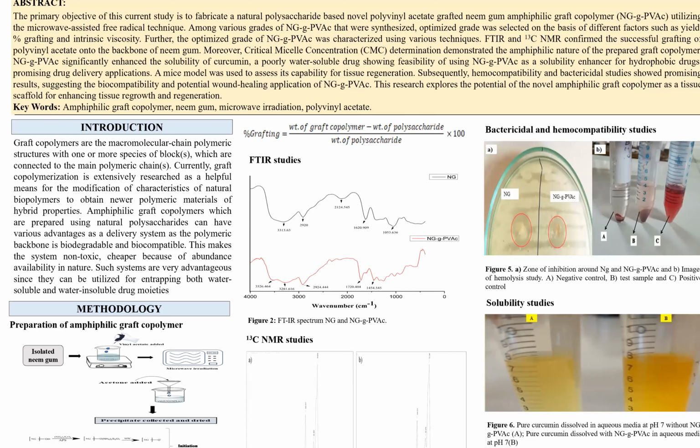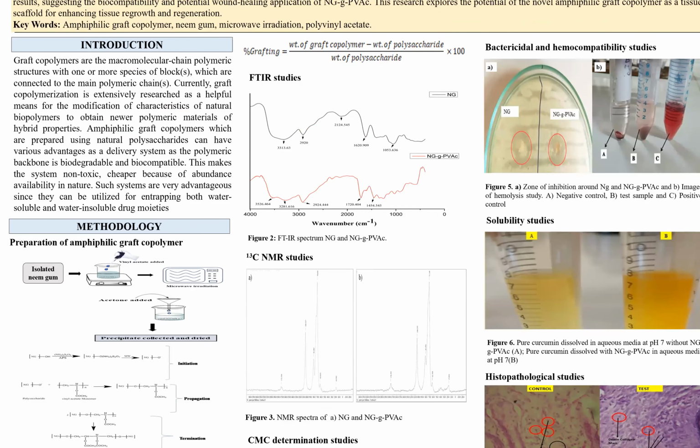To understand its biocompatibility, we went for bactericidal studies and hemocompatibility studies. In the bactericidal study, the zone of inhibition was seen, and this was shown against the gram-positive bacteria, Staphylococcus aureus, and the zone of inhibition was around 1.3 and 2.1 for neem and the amphiphilic copolymer.